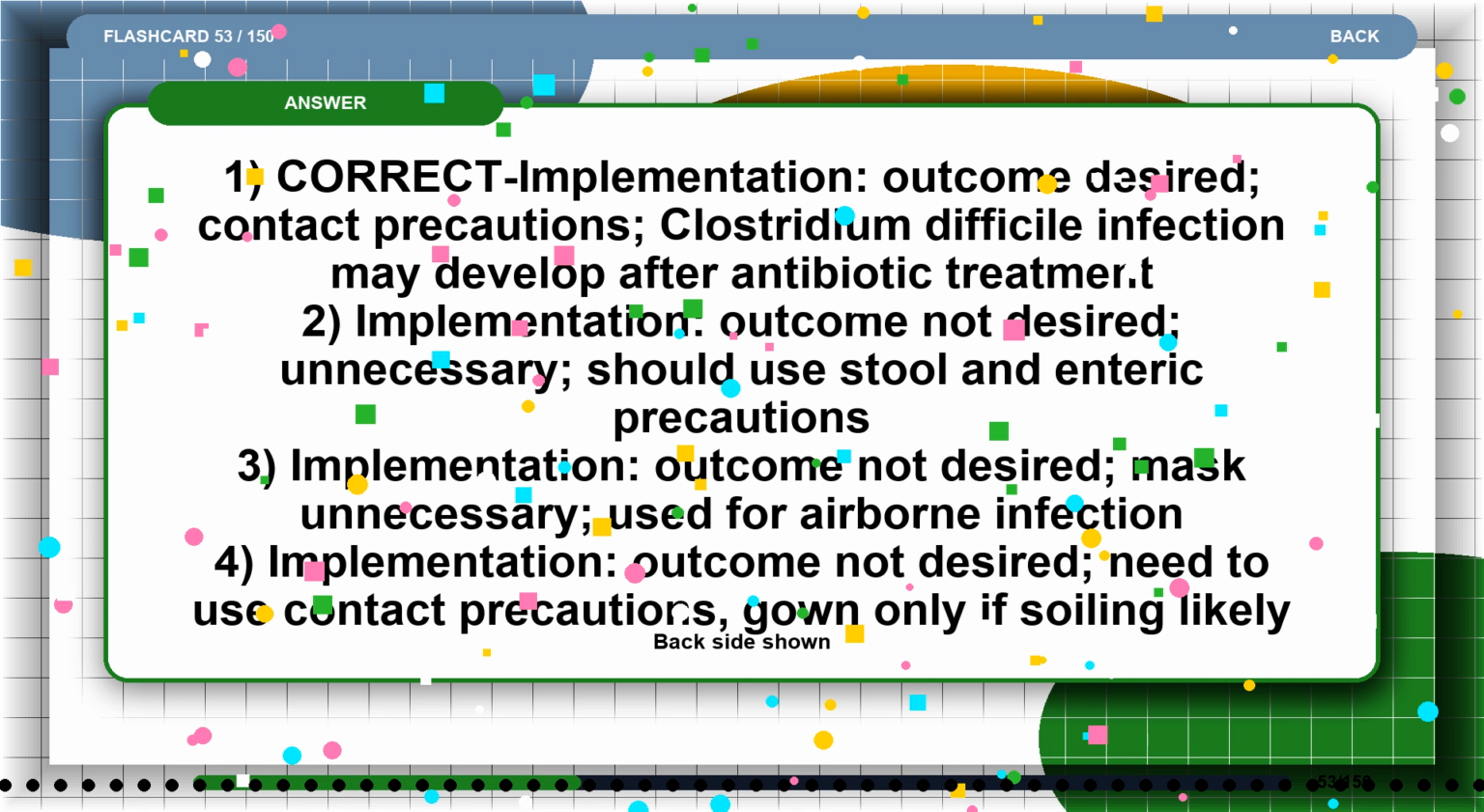3. Implementation. Outcome not desired. Mask unnecessary. Used for airborne infection. 4. Implementation. Outcome not desired. Need to use contact precautions. Gown only if soiling likely.